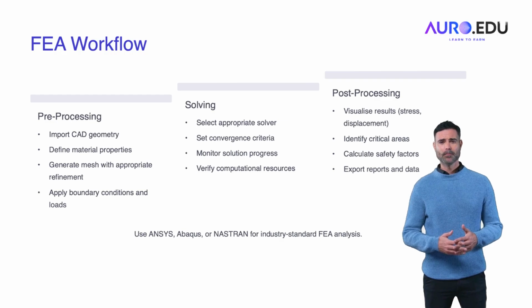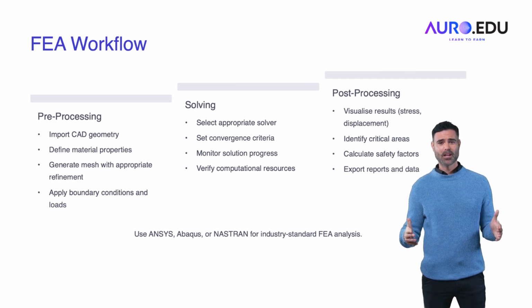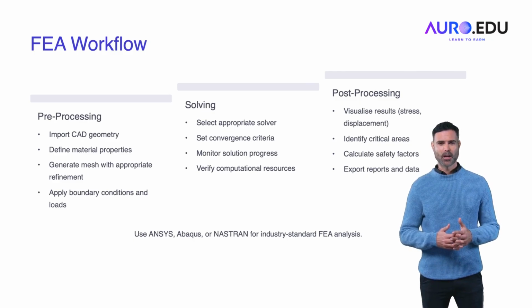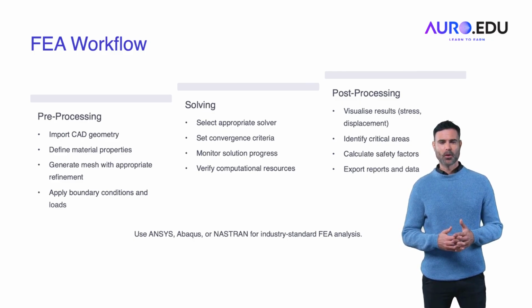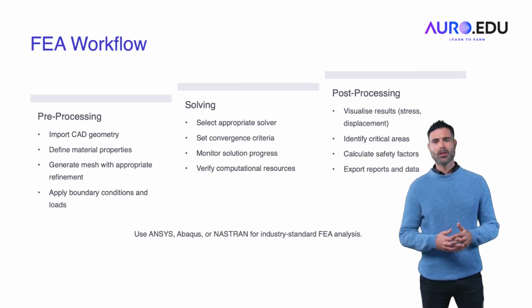FEA workflow. The FEA process has 3 steps: pre-processing, solving, and post-processing. In pre-processing, you import CAD, assign materials, mesh the geometry, and apply boundary conditions. During solving, you run the simulation while monitoring convergence. Post-processing gives you stress maps and displacement data. This visual output helps pinpoint weaknesses. It's both a science and an art.